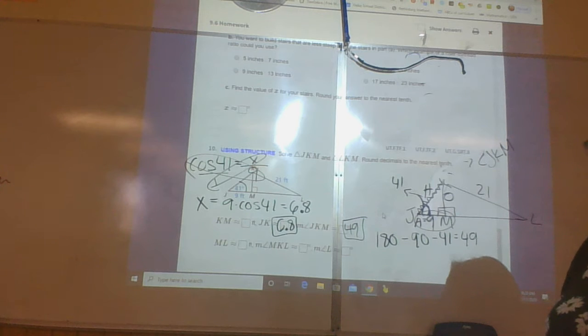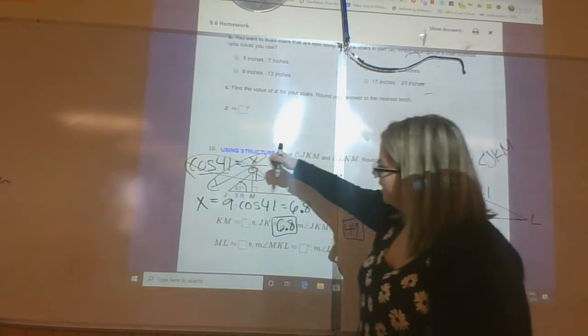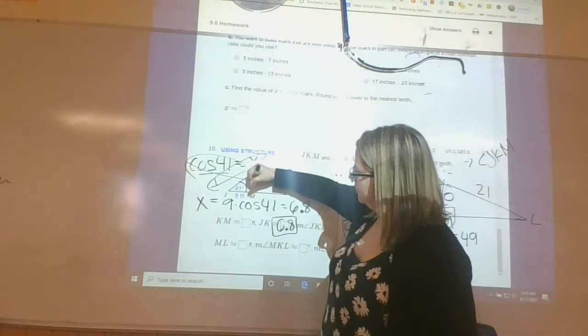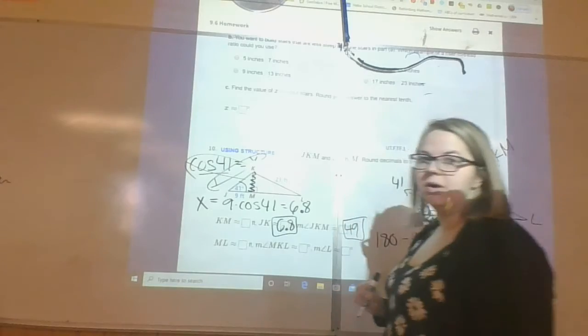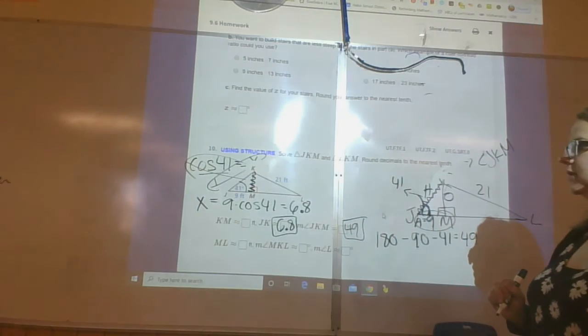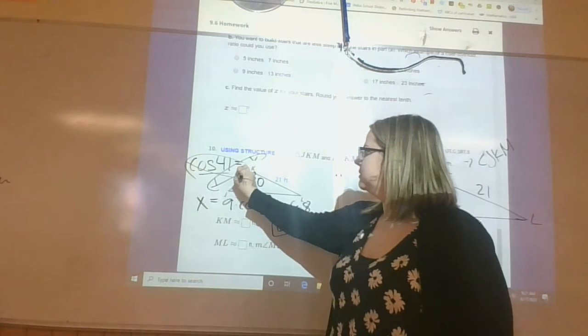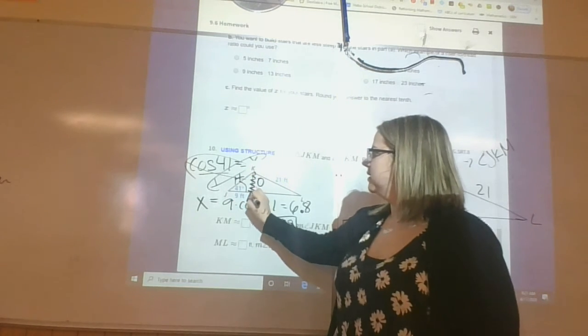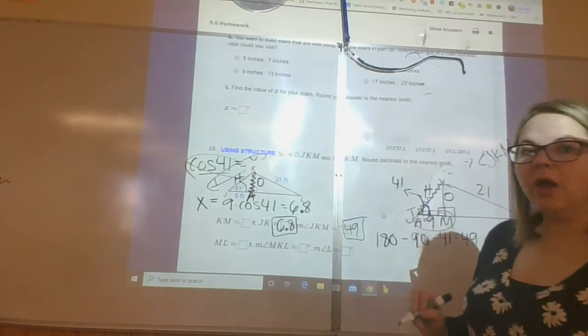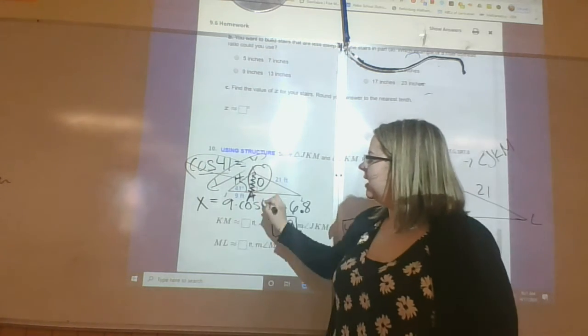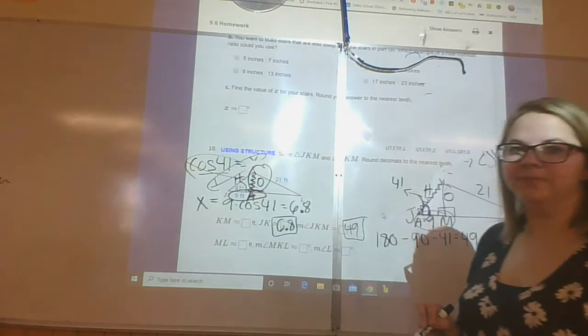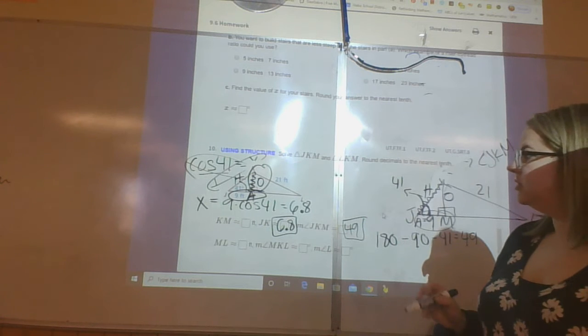Okay, so now next one, KM. KM is this length right here. We want to find that length right there. So again, if I had all my sides labeled, this was my opposite side, this was my hypotenuse, and the 9 is my adjacent side. So now I want to use my opposite side and my adjacent side. So to do that, you would do tangent.